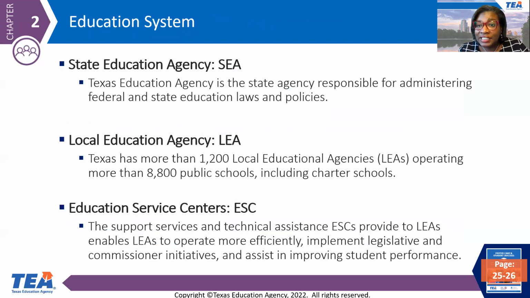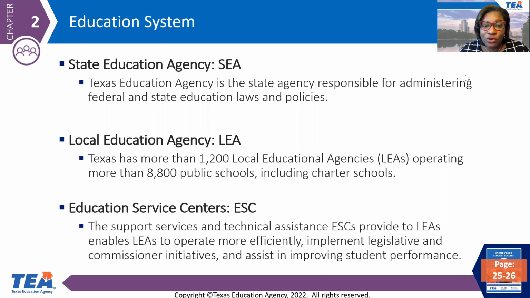Next, we talk about our education system. So we have SEA, we have LEA, and we have ESC. So here are those acronyms. We want to make sure everyone understands what these acronyms mean. SEA, the State Education Agency. Within the state of Texas, the Texas Education Agency is the state agency responsible for administering federal and state education laws and policies. Now, also you have your LEA, your local education agency, which are our school districts.